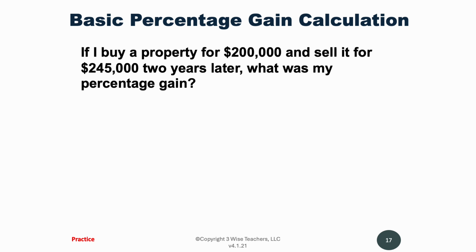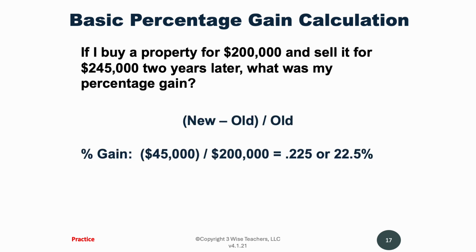Don't do it. You bought it for $200,000, you sold it for $245,000. You made $45,000 on a $200,000 investment because that's what you had into the property. So let's see how the math works out on this. You're going to take the new price of $245,000, subtract the old price of $200,000, and what you will find is that's $45,000. Look at the second line there.